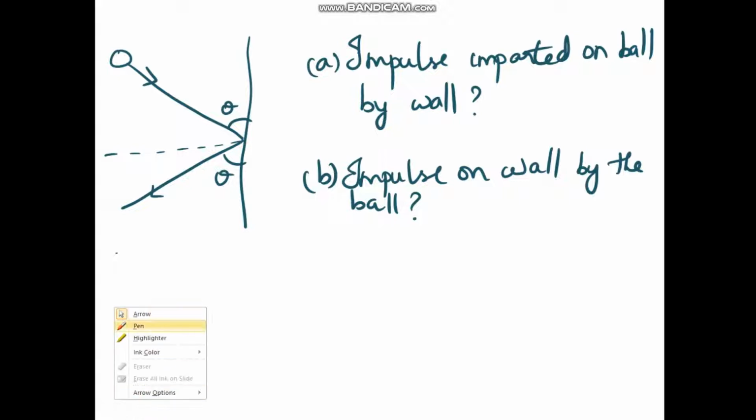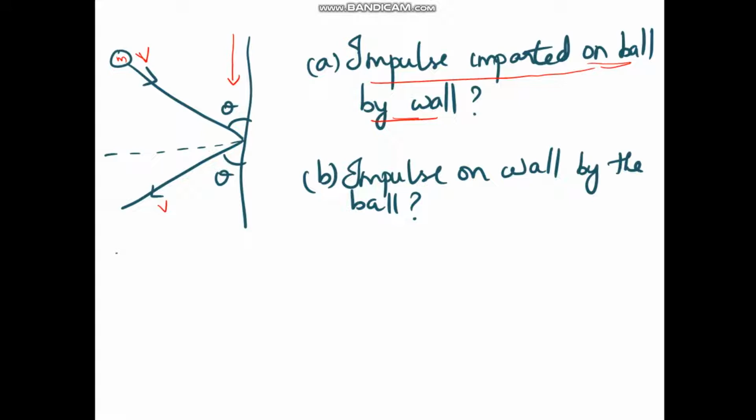Now let us see this numerical. This is a common type of numerical. Impulse imparted on the ball by the ball. See, a ball is there of mass m. It is moving with velocity v and it is bouncing back with the same velocity v with an angle theta from the wall. They are asking the impulse imparted on the ball. Okay, let us resolve the components. Along the angle, v cos theta and v cos theta. Away from the angle, which is v sin theta, since the arrow I am putting in this direction, which is v sin theta.